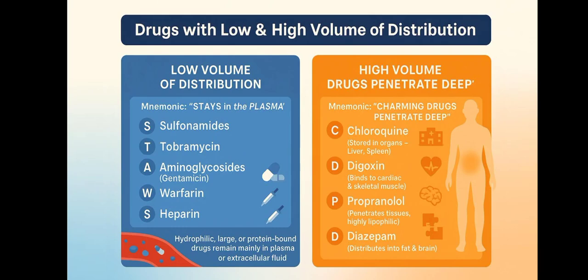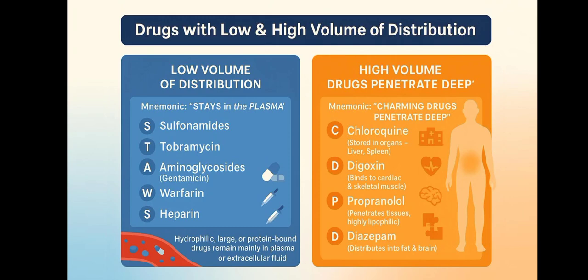This stands for S, sulfonamides; T, tobramycin, aminoglycosides such as gentamicin; Y, warfarin, which stays in plasma due to strong protein binding; and S, heparin, a large, charged molecule confined to the bloodstream. Such drugs have limited distribution because they cannot easily cross lipid membranes, so their VD values are small. Therefore, they are often found mostly within the intravascular compartment, making them suitable for conditions where a localized plasma effect is desired.